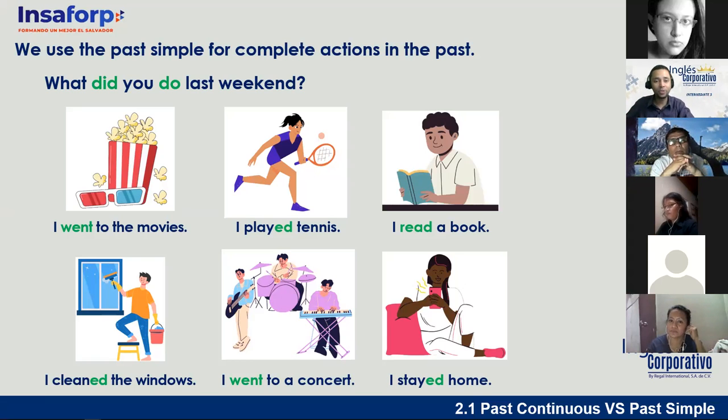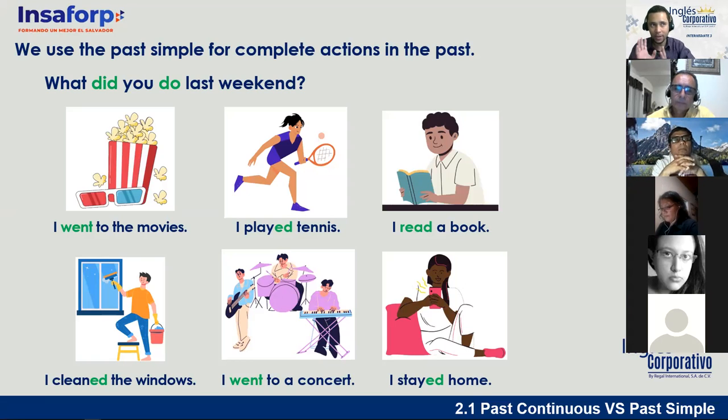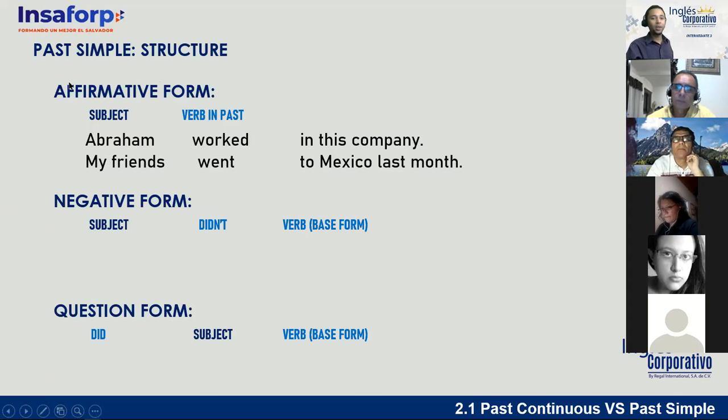So those are examples of the past simple. And we use the past simple for complete actions in the past. Okay, these actions began and finished. But what about this? We have the structure of the past simple. There is the affirmative form. For the affirmative form, you need a subject and a verb in past. Like Abraham worked in this company. Ya no trabaja ahí, pero ahí trabajó, ¿verdad? So Abraham worked in this company. My friends went to Mexico last month.